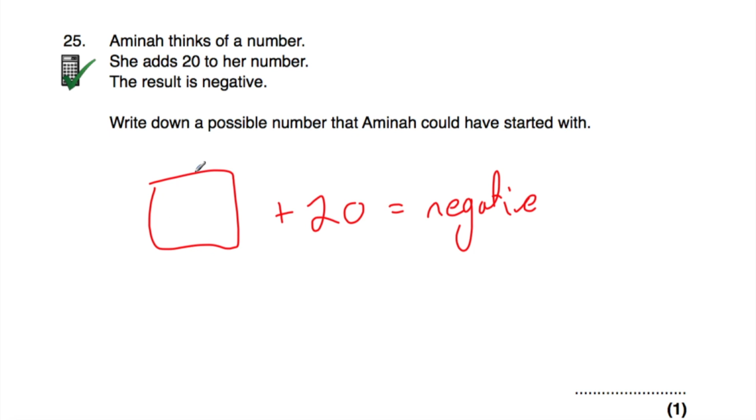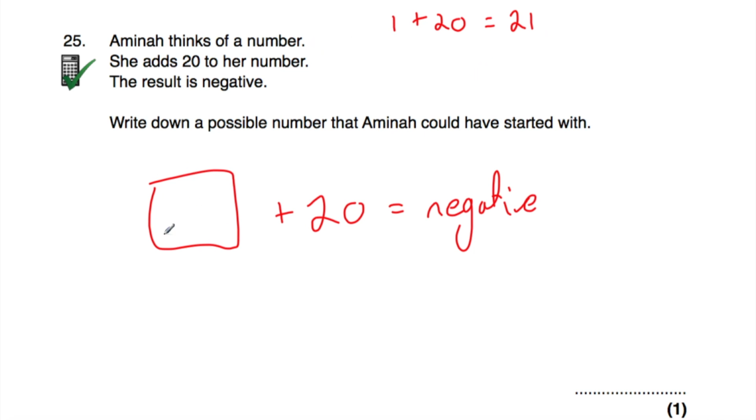So we need to figure out what number Amina started with so that whenever she added 20, she still gets a negative number. If the number that she started with was positive to begin with, so let's just say Amina chose the number 1 and she added 20, that means we're going to go up 20. So that's going to be equal to 21, and that's obviously not negative. If Amina started with 0, 0 add 20 is equal to 20.